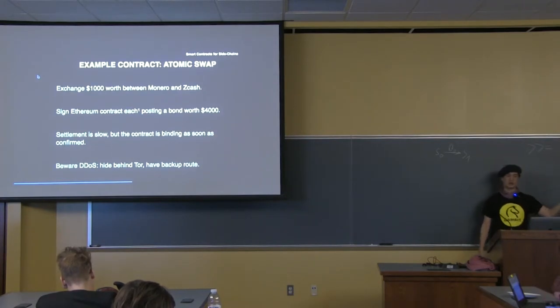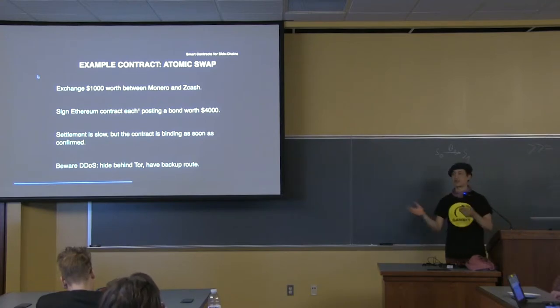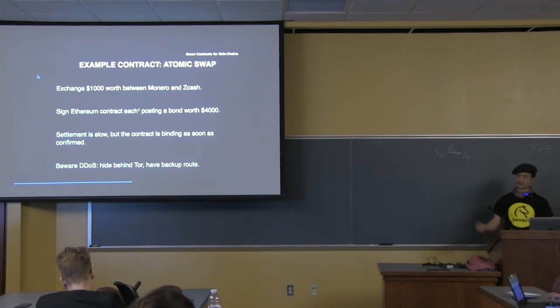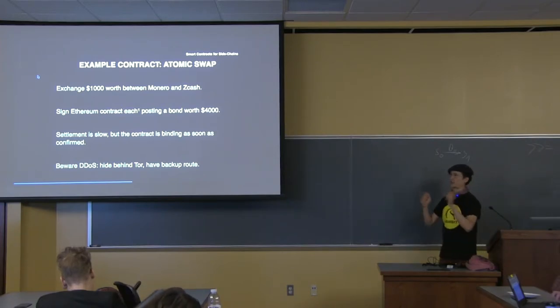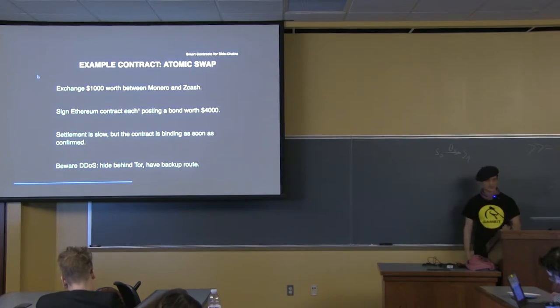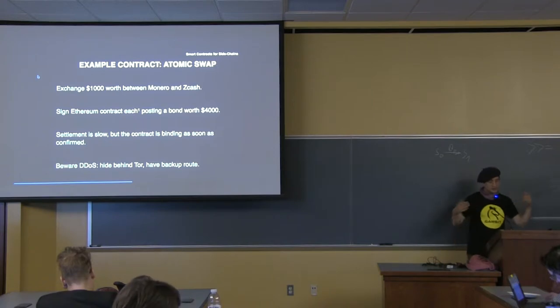Example contract, atomic swap. Let's say you want to exchange $1,000 worth of Monero for Zcash. You can sign an Ethereum contract where each of you will post a $4,000 bond. If you don't do your part, you will lose half of it and give the other half to the other guy. So you'll be punished. And settlement is slow because you still need half an hour to settle the Ethereum transaction and about half an hour also for Zcash or Monero. I don't know what the time is. So settlement will be slow.